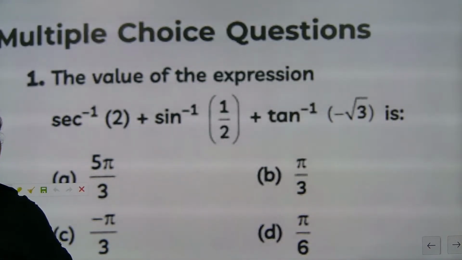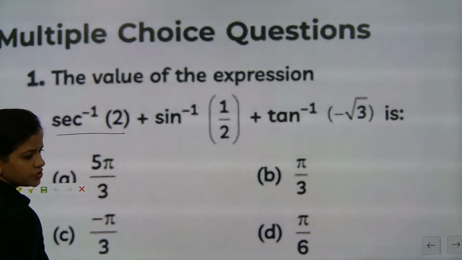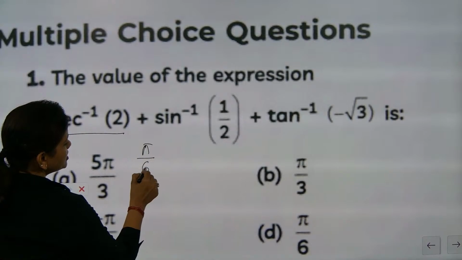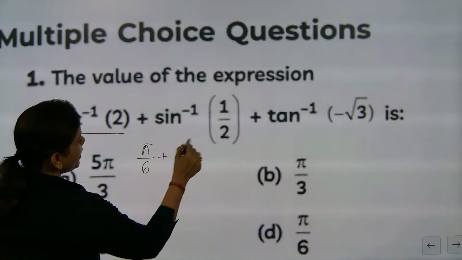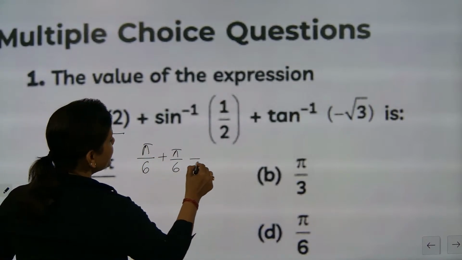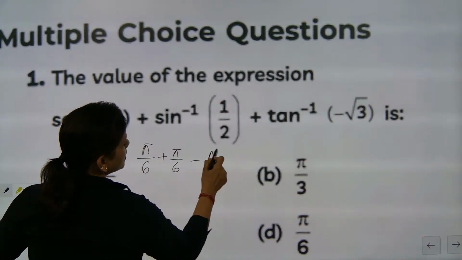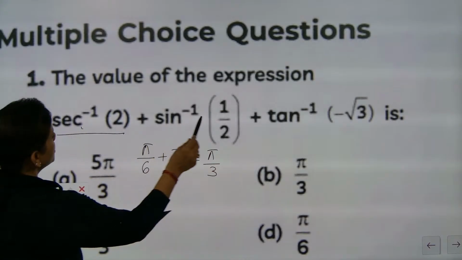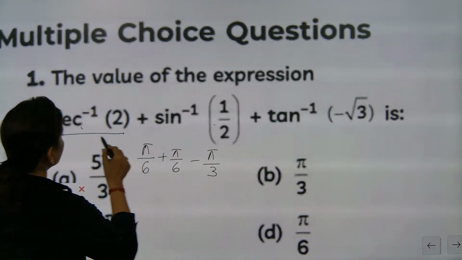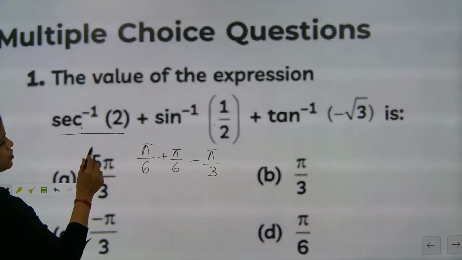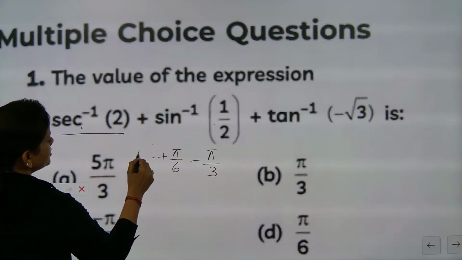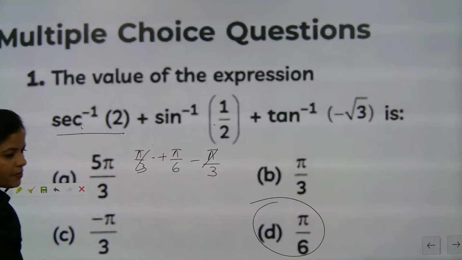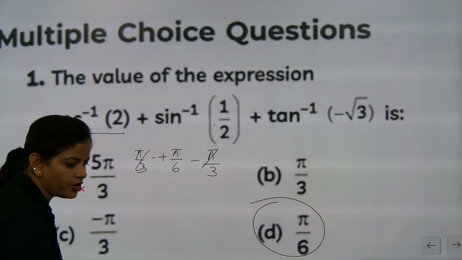But I think you people will be able to solve this type of question. Secant inverse 2 means what? It will become pi by 3, pi by 6, and here it will become minus. Understood? This is 30 degree, this is 30 degree, and that is because secant inverse 2 is, sorry, 60 degree. So 60 degree means pi by 3. So this cancels pi by 6, so the answer will become pi by 6. So this is the way we are going to solve.